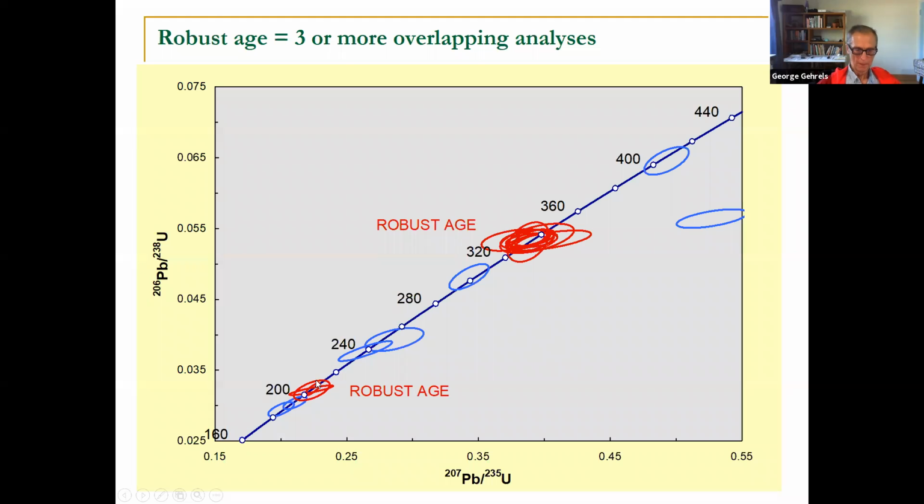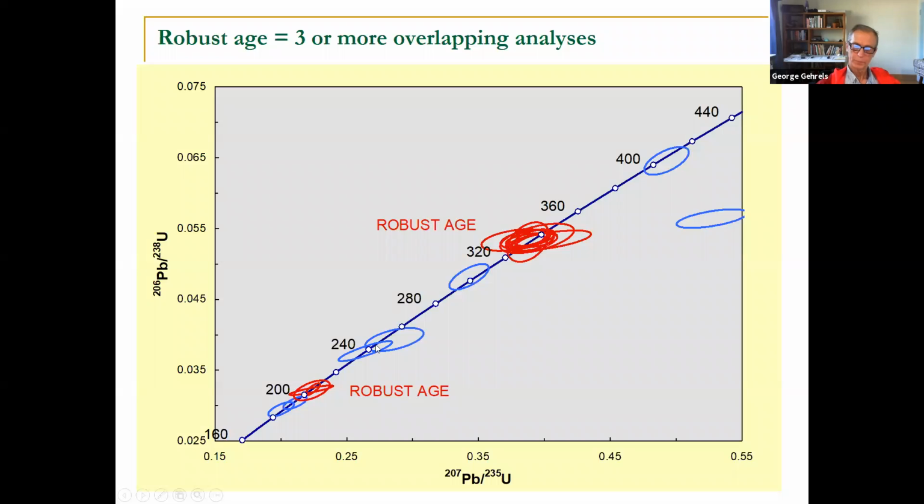What about this one? Down here at 210 million years old, looks like you got 3 analyses that sit on top of each other. Statistically, it would be pretty unlikely for 3 zircon grains to have had some complicated history, lead loss or inheritance or metamorphic overgrowth, some complicated history that would allow 3 analyses to sit on top of each other. So I would feel comfortable saying, yes, this is a robust age in my sample.